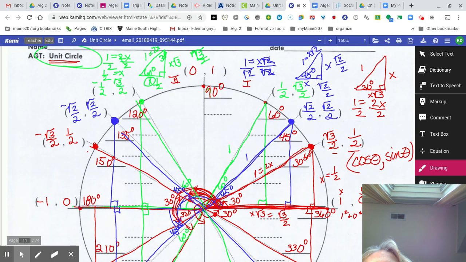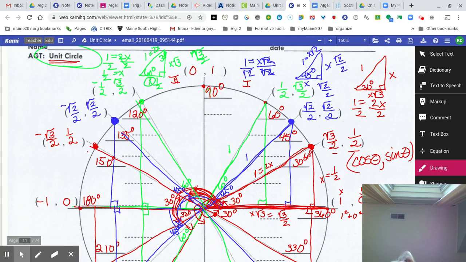So the cosine of 30 degrees is √3/2. The sine of 30 degrees is 1/2. And if I move to 45 degrees, the cosine of 45 degrees is √2/2, and the sine of 45 is √2/2. The last part, your 60 degrees, your cosine is 1/2, and your sine of 60 is √3/2.